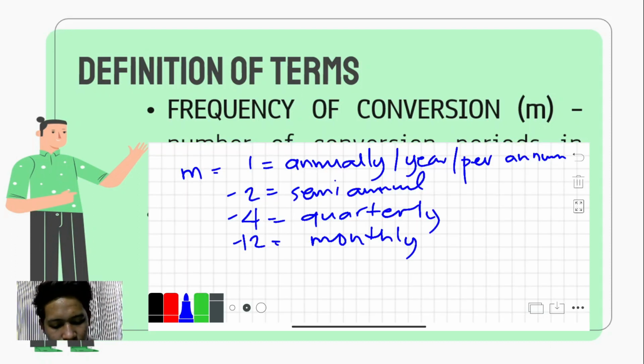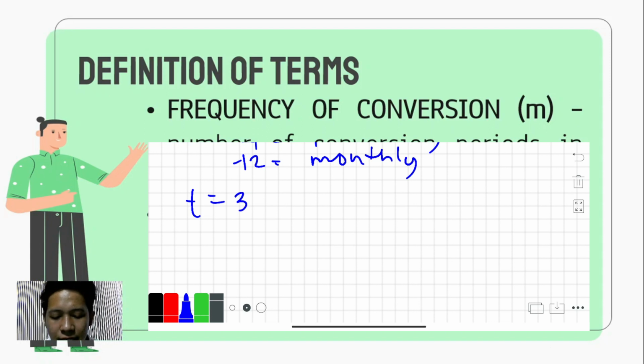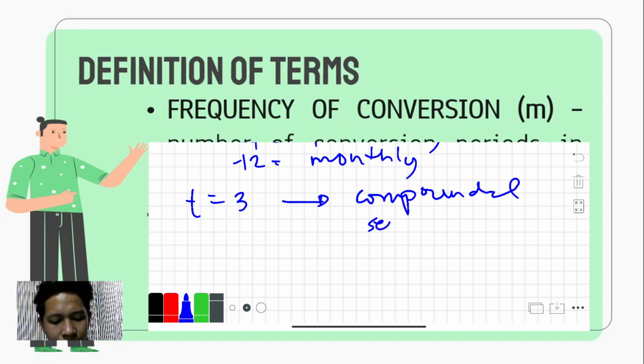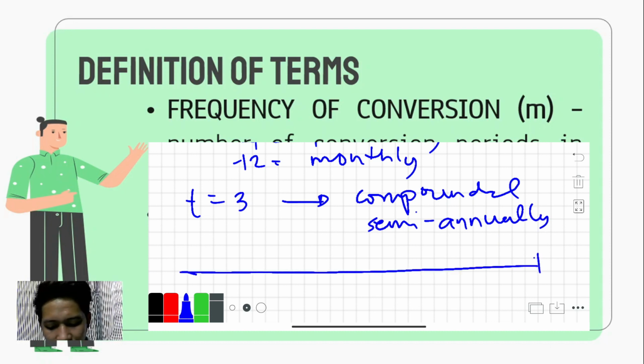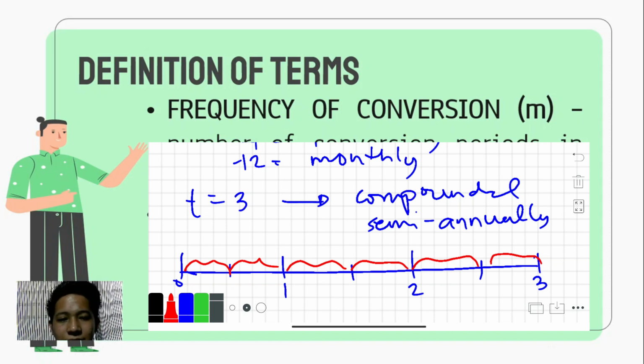Okay, so let us have an example. Suppose your time is 3 years. Pero, yung sa example natin kanina, pero ang sabi, compounded semi-annually. Okay? Paano po yan? So, let's say for example, this is our time. So, this is 0. This would be our first year, second year, and then we have third year. So, your time is 3. Pero semi-annual. So, ibig sabihin, yung isang taon, i-divide natin sa kalahati. So, we have 1, 2, 3. So, how many conversion periods do we have? We have 1, 2, 3, 4, 5, 6. So, we have 6 conversion periods.